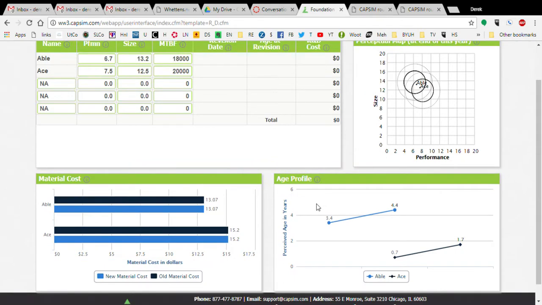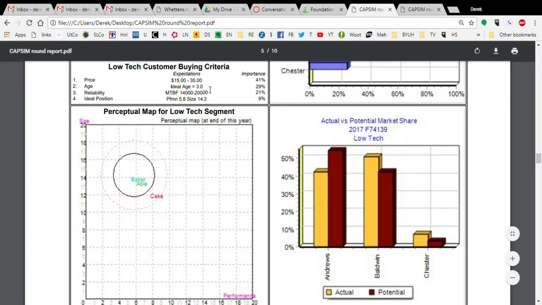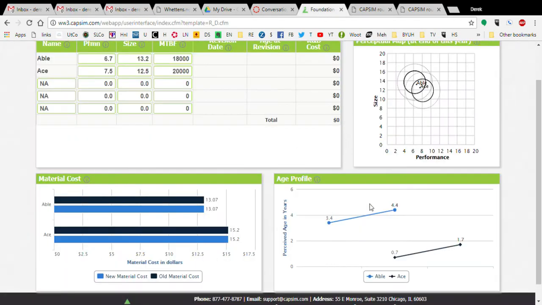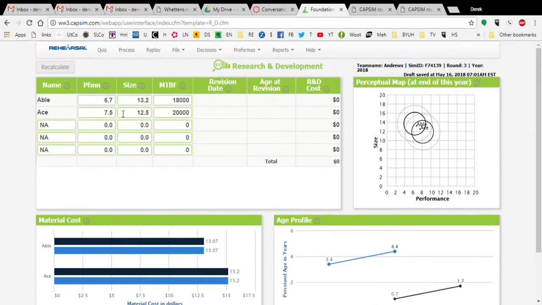So let's look at our age. This is the Able product. The age right here, we start the year at 3.4 years old. That's how long ago the product was created or invented. It's been in the market for 3.4 years. Through the year, we're going to get older. By the end of the year, we're going to be at 4.4 years old. The ideal, if you remember, is 3.0. So what I like to do is adjust it, if possible, so that through the middle of the year, I actually cross that 3-year threshold.